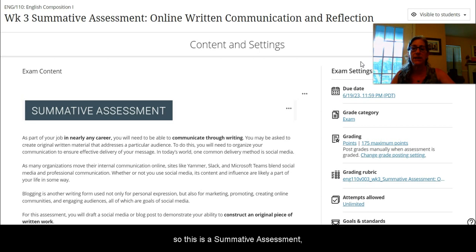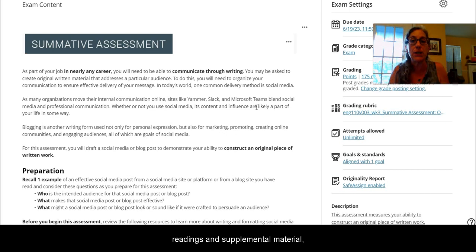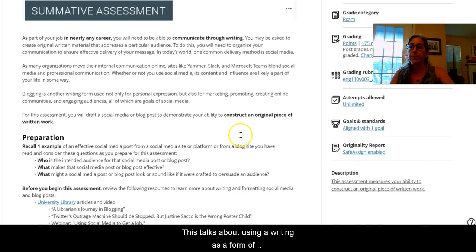Okay, so this is a summative assessment, which means that it is assessing all of your knowledge that you have gained so far in weeks 1, 2, and 3 through the textbook readings and supplemental material, as well as within our discussion groups. This talks about using writing as a form of communication in almost everything that you're going to do in school and in your professional lives, as possibly even in your personal life.